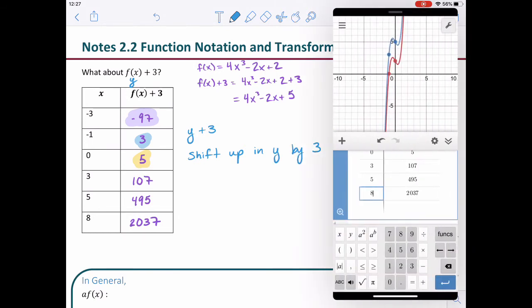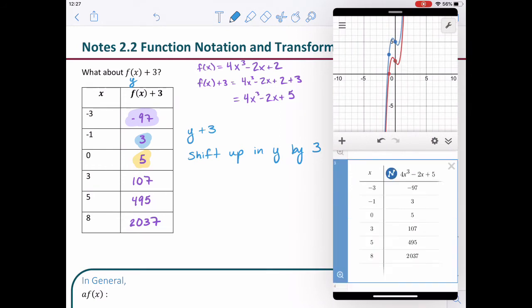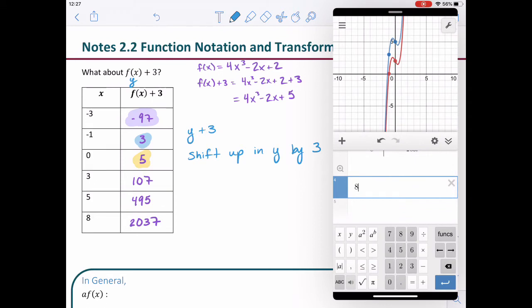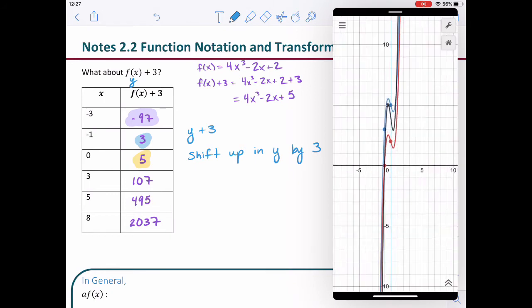And so let's go back. If we look at these functions, notice we have the exact same shape. It's literally just been moved up 3. Let's bring back our other function. So we had 8x cubed minus 4x plus 4. So this was our other one. And so let's talk about how these are different.